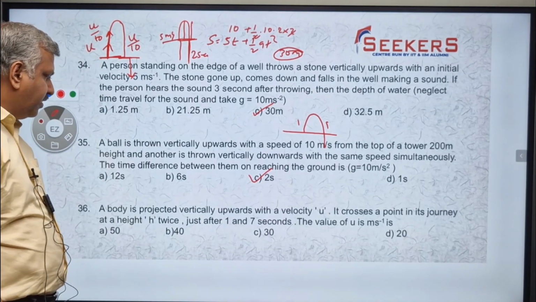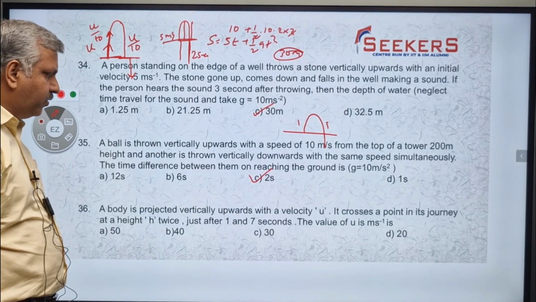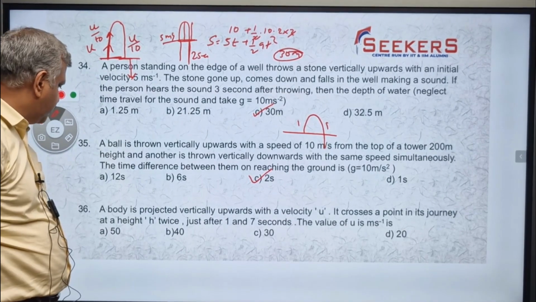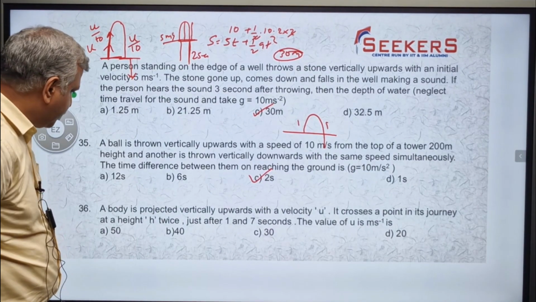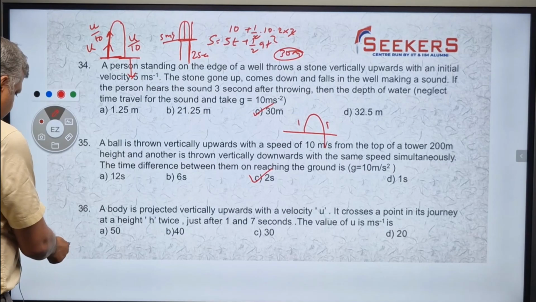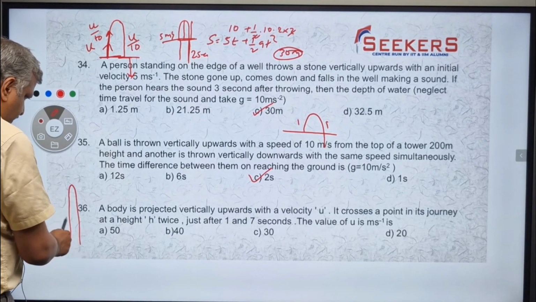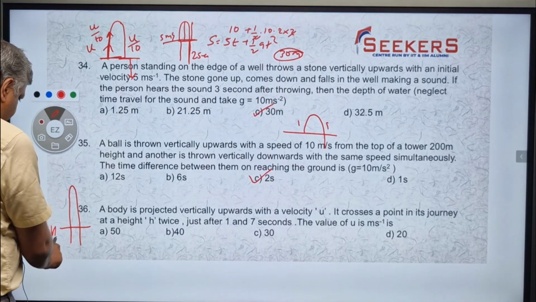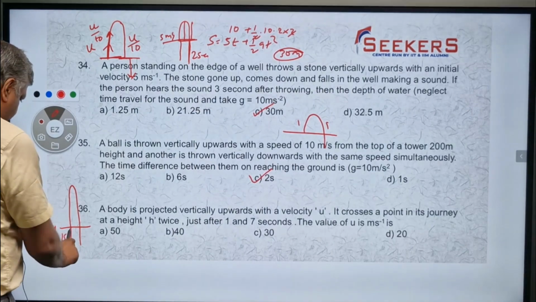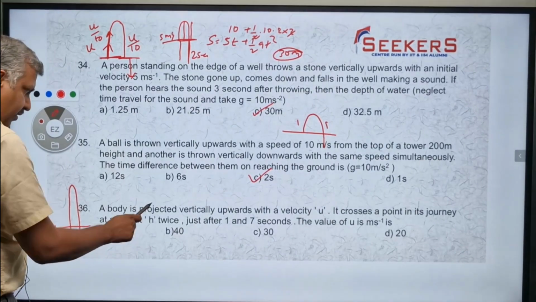A body is projected vertically upwards with a velocity u. It crosses a point on its journey at a height h twice, just after 1 and 7 seconds. So the body is projected vertically upwards and then it is going to come down. Then at a particular height h, this is 1 second, and it goes up and comes down after 7 seconds.